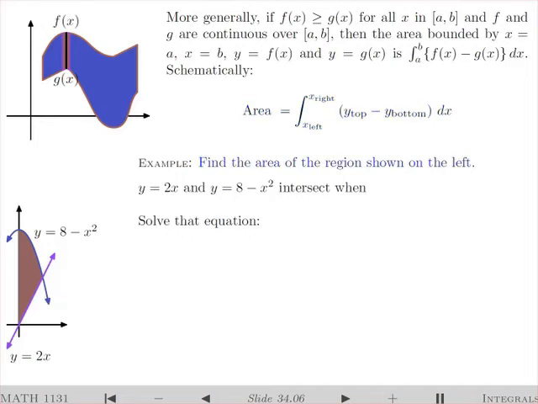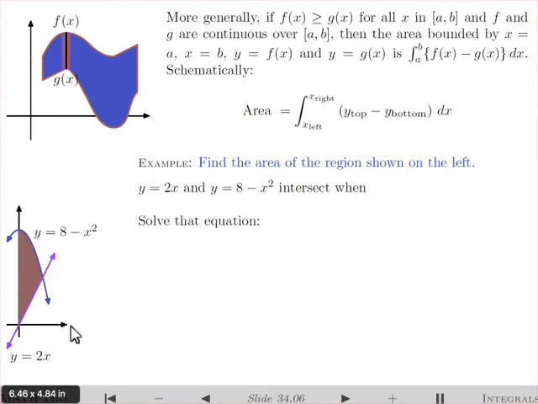Now let's find the area of the region bounded by the graphs of 8 minus x squared and 2x that also lies in the first quadrant. So it's the region shown in the picture here. The top is this parabola. From the graph you can see that it lies above this straight line. X goes from 0 to whatever the x coordinate of this point is. So I need to find that point.